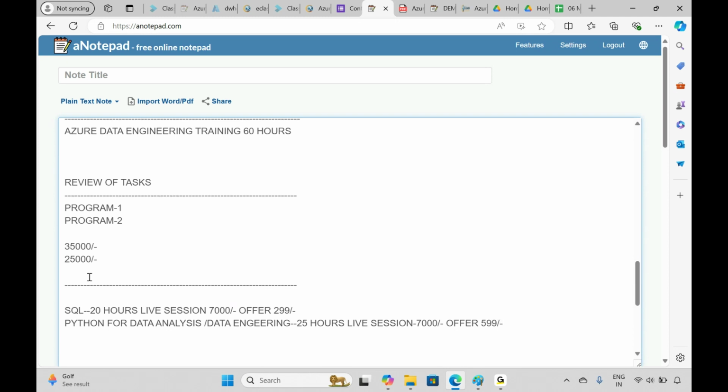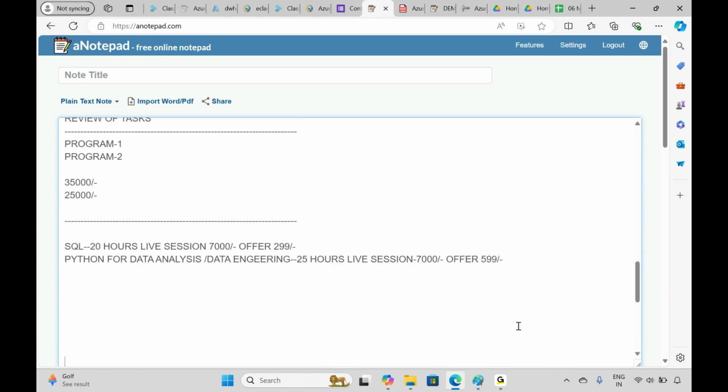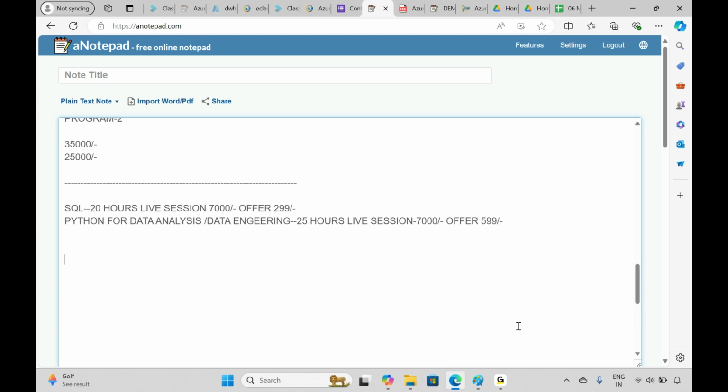Is it mandatory to learn the Azure data engineering course to learn this SQL and Python? No, it is not mandatory. But nowadays, whenever you want to work on the data side, there are three different kinds of jobs available. One is a data engineering job, there is a data analyst job, then a data scientist job.